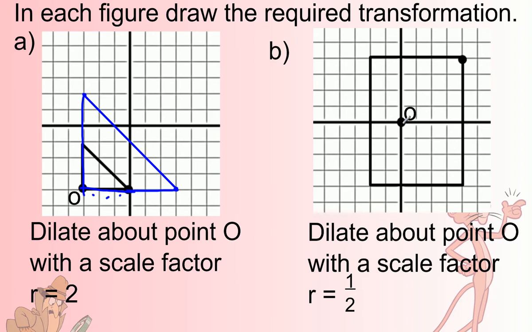Letter B. So there's my center O. I'm going to dilate everything with a scale factor of 1/2. So all the sides are going to be half as big. All the distances from the origin, or from the point O, to those corners are going to be half the distance. I'm going to start down here. Over 2, down 1, 2, 3, 4. Half of that would be over 1, down 2.